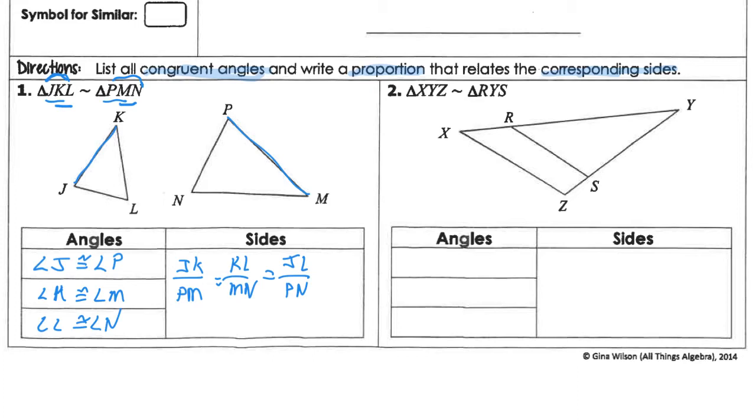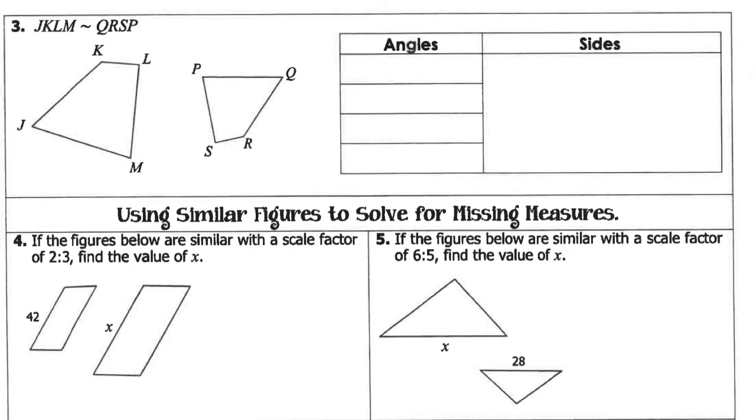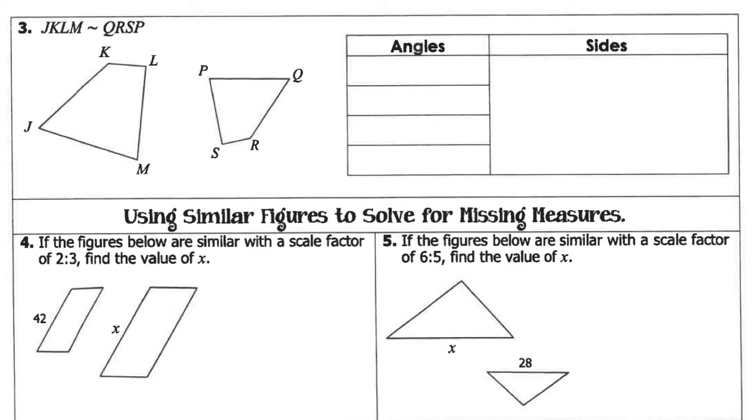Number 2 is the same idea. Just look at the names, and that'll tell you what's going to be paired up with what. For number 3, you are doing the exact same thing. You're just going to have 4 different angles and then 4 ratios for their sides. So just be careful with the sides. You have JK matching up with QR, and then KL with RS, LM with SP. And then don't forget about the first with the last. You're going to have J with M and Q with P.